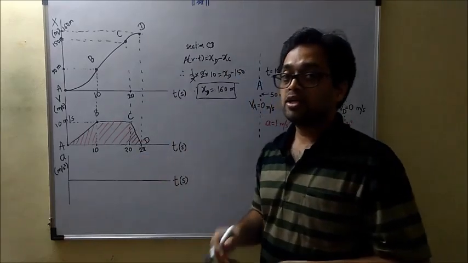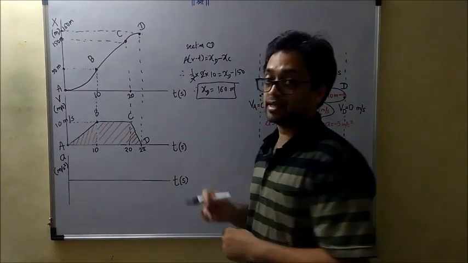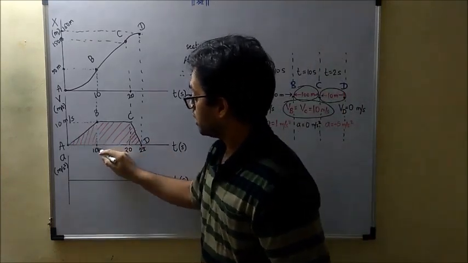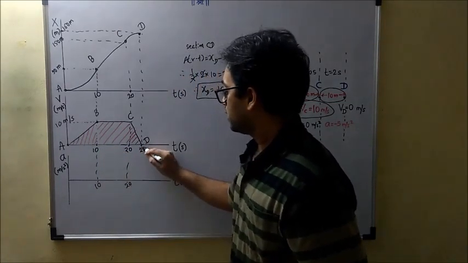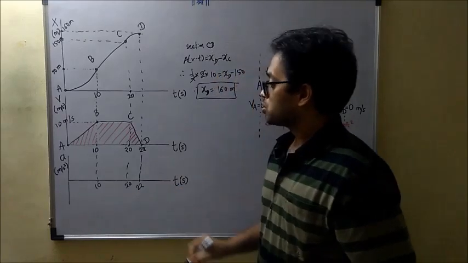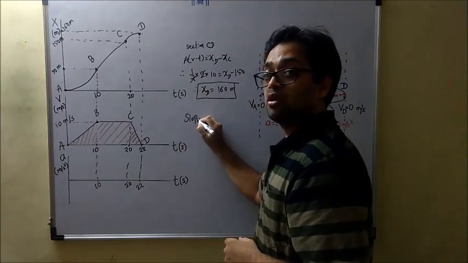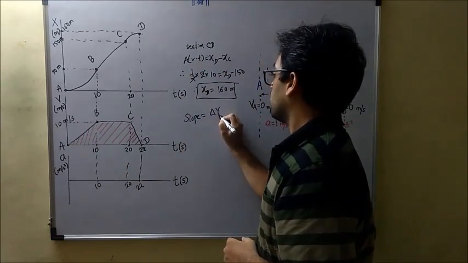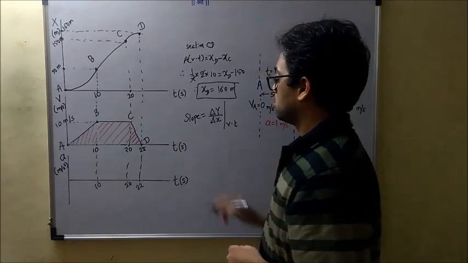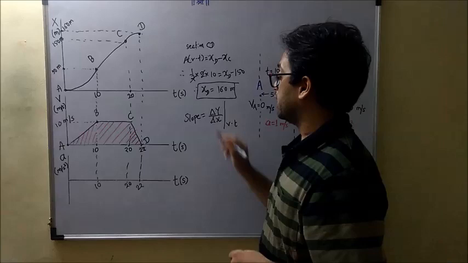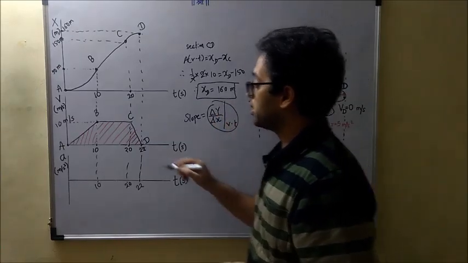Slope, how is it defined? Change in y-axis distance divided by change in x-axis distance. So consider section AB, that is 10 seconds, this is 20 seconds, and this is 22 seconds. So what is change in y by change in x? Because we know that slope is defined as change in y by change in x. Slope for the VT curve will give me acceleration. So what is the slope of this VT curve?